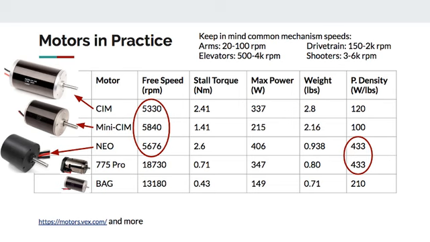Shooters are probably one of the faster things to do, so sometimes people don't even run gearboxes with them, because 3 to 6K RPM is actually about the free speed of the Sim style class motors. But as you go down, elevators are still fast because the spools are small, but not quite as fast, so you might have a little bit of a gearbox. 4K RPM for an elevator is probably really fast, so let's call it maybe 500 to 1,000 RPM. So you can start to see how this impacts how many gearbox stages you need when you compare the different types of motors.